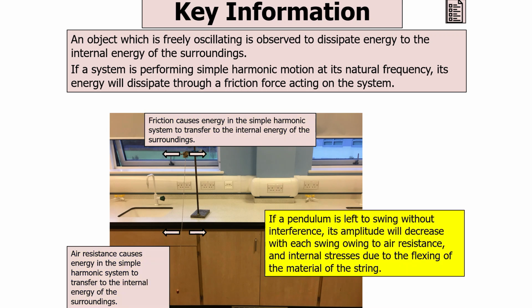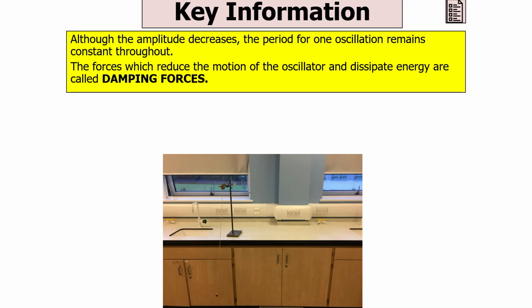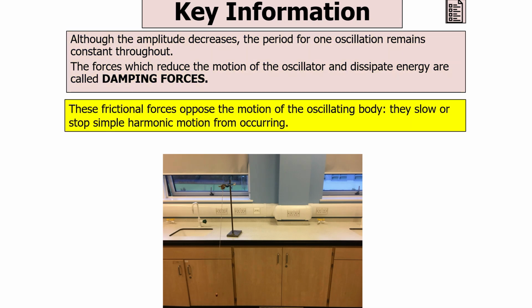Now, if a pendulum is left to swing without interference, its amplitude will decrease with each swing owing to air resistance and internal stresses due to the flexing of the material of the string. Now, although the amplitude decreases, the period for one oscillation remains constant throughout. The forces which reduce the motion of the oscillator and dissipate energy are called dampening forces. These frictional forces oppose the motion of the oscillating body. They slow or simply stop simple harmonic motion from occurring.